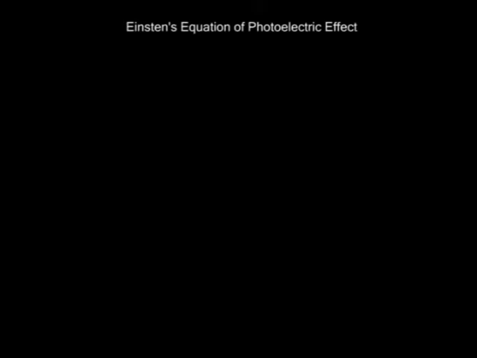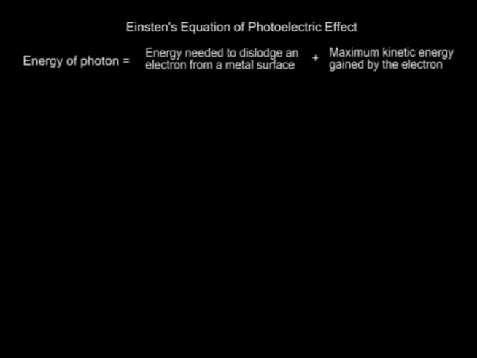Next, we look at Einstein's equation of the photoelectric effect. Now, when a photon strikes an electron, all its energy is absorbed by the electron. Some of the absorbed energy is used to dislodge the electron from the metal surface, while the rest appears as the kinetic energy of the emitted electron. The energy transformation during photoelectric emission is thus summed as follows. Energy of a photon is equal to the energy needed to dislodge an electron from the metal surface plus the maximum kinetic energy gained by the electron.